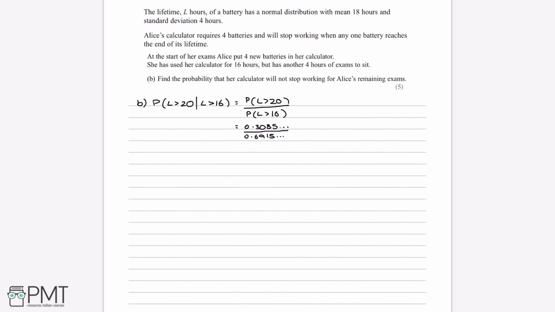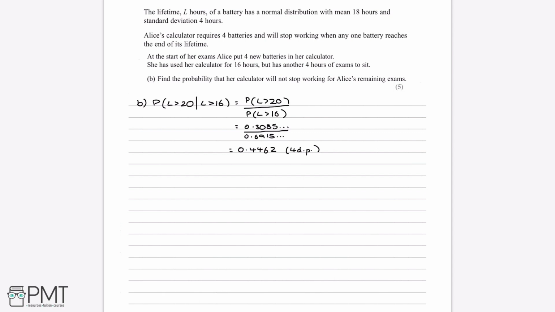And so if we do this calculation, we find that the probability that L is greater than 20 given that L is greater than 16 is equal to 0.4462, and that's to 4 decimal places. However, this is the probability that one battery will not stop working for this 20 hours, given that it's lasted for 16. But we know that Alice's calculator requires 4 batteries. And so to find the probability that all 4 batteries will not stop working, we need to multiply the probability by itself 4 times, one for each battery.